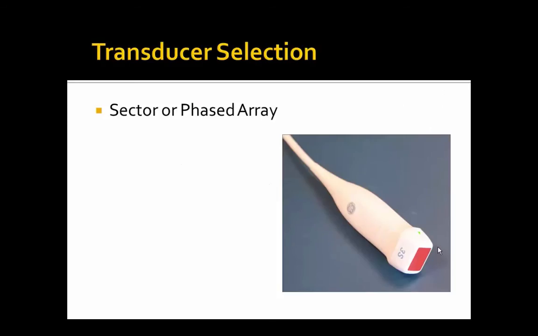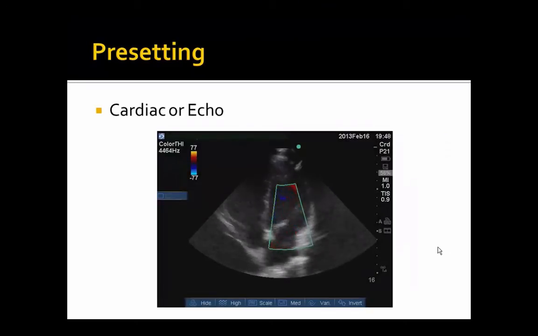The transducer that we're going to use for the most part is going to be a sector array or a phased array. It looks kind of like this. If you're using the handhelds, that's really your only choice, so it makes it easy. And our setting, this is important because everything we talk about is going to assume that you are in a cardiac or an echo setting. So make sure that that is the setting that your machine is set to when you're doing your echocardiograms.